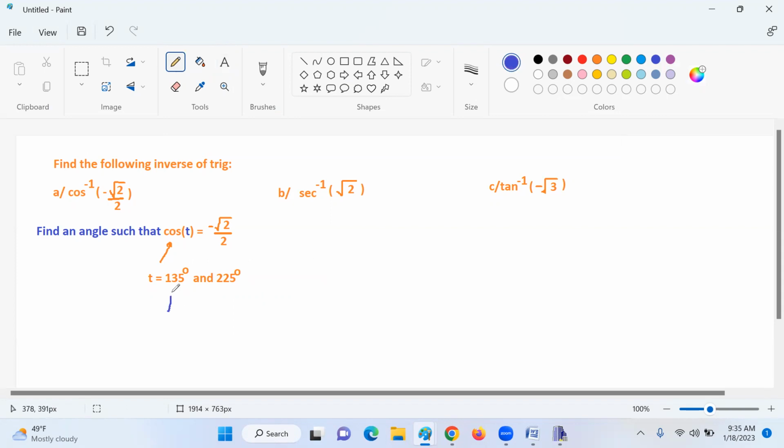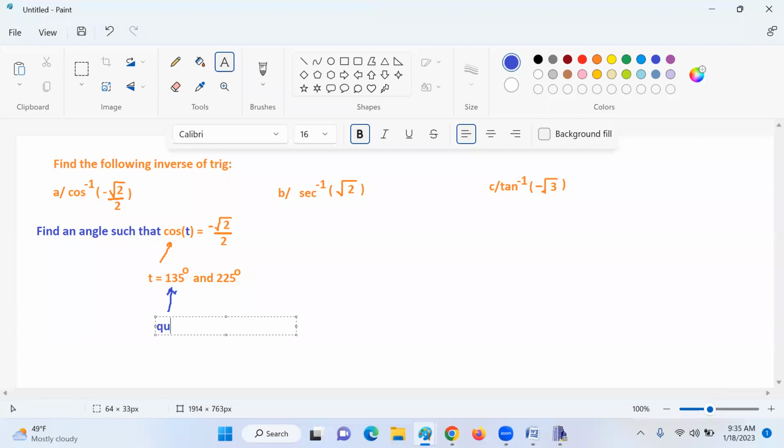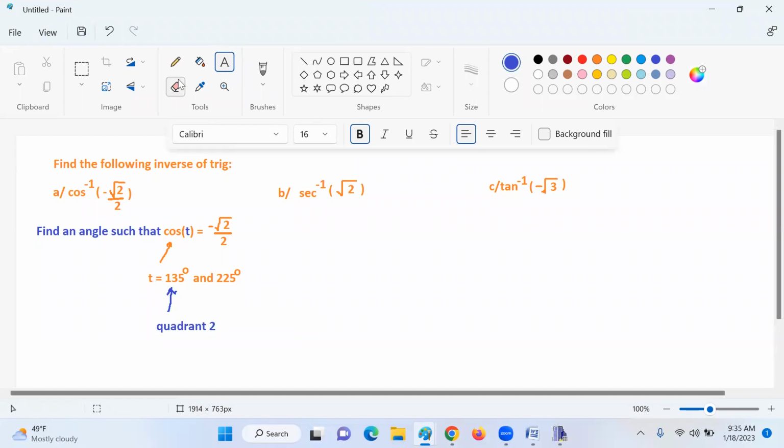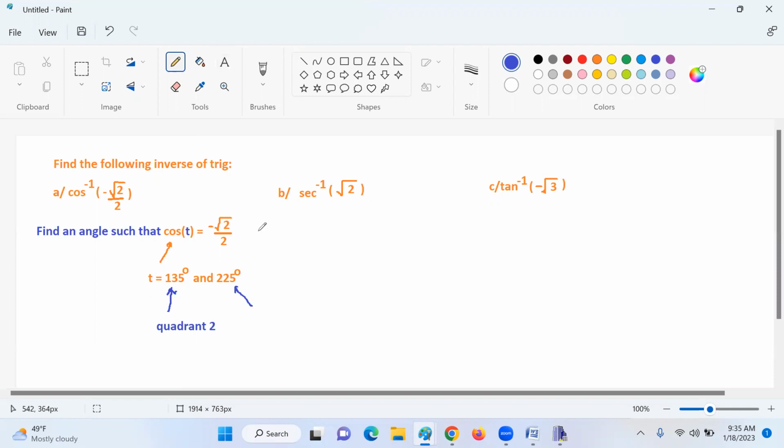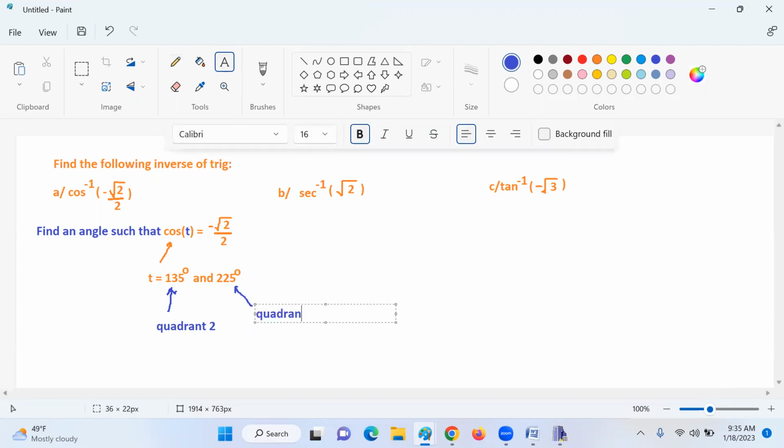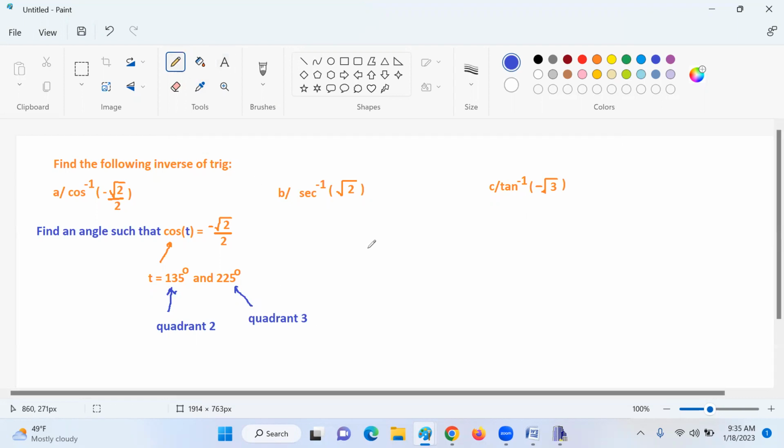Okay. This is quadrant 2, and this is quadrant number 3. I just want to make sure the cosine cannot be negative in the first and fourth quadrants. The first quadrant is positive, the last quadrant is negative. So now we're going to do this as well.